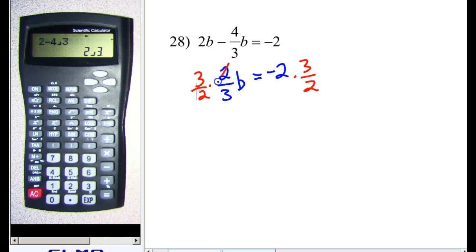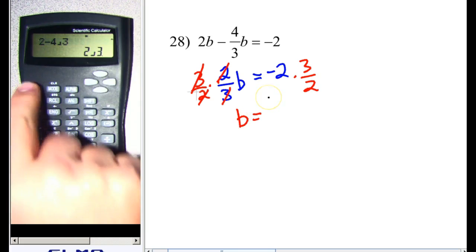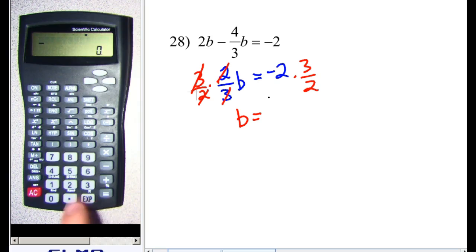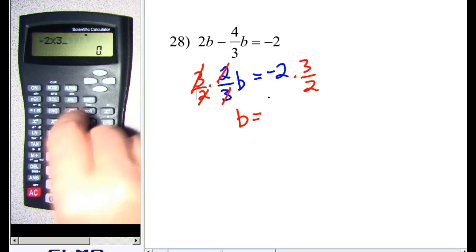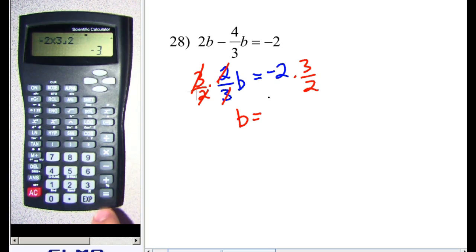Okay, because that cancels out the 2's with the 2 on the bottom, and the 3 will cancel out the 3 on the bottom. So we get b equals negative 2 times 3 over 2. So if you're not sure, just type it in. We got negative 2 times 3 over 2. You get negative 3. Okay.